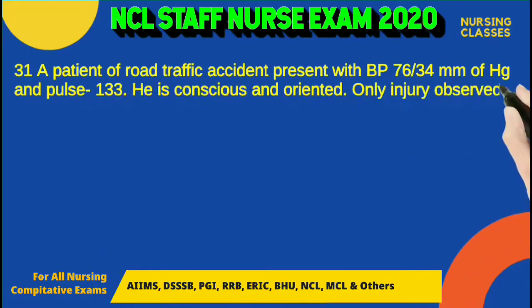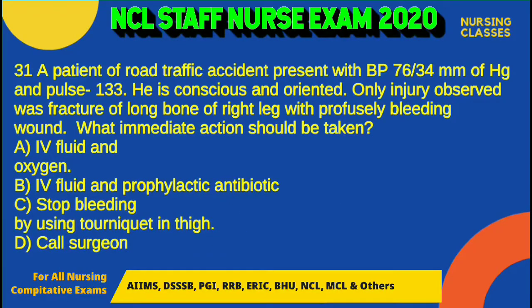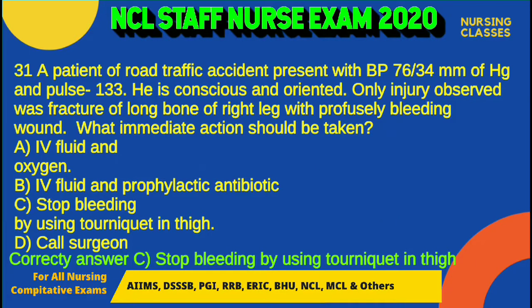31. A patient of road traffic accident presents with BP 76/34 mm of Hg and pulse 133. He is conscious and oriented. The only injury observed was fracture of long bone of right leg with a profusely bleeding wound. What immediate action should be taken? A. IV fluid and oxygen. B. IV fluid and prophylactic antibiotic. C. Stop bleeding by using tourniquet in thigh. D. Call surgeon. Correct answer C. Stop bleeding by using tourniquet in thigh.